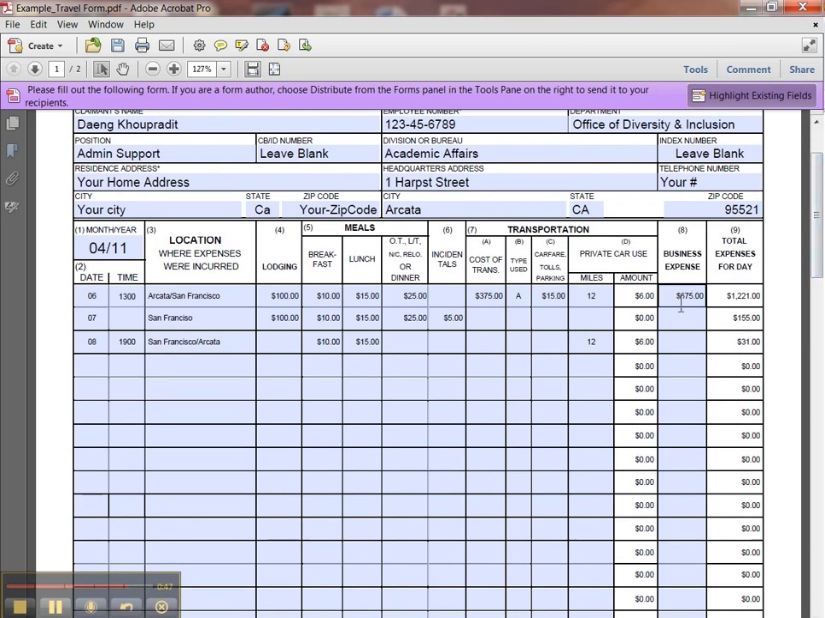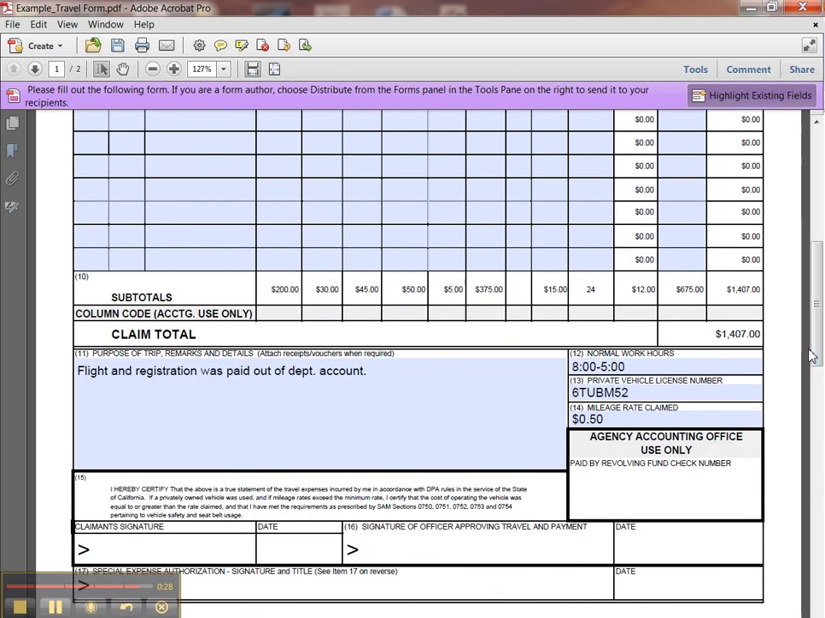Next, notice for business expense, it is not $6, it is $675. That is the cost of my registration. Even though this was prepaid, this also needs to be claimed on the travel expense claim form. The total expenses for my day on the 6th was $1,221. Notice if you scroll down to the very bottom, it totals it up.